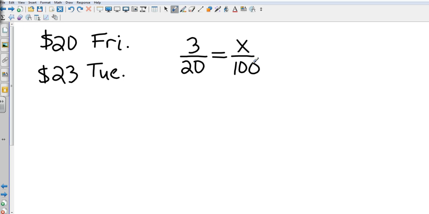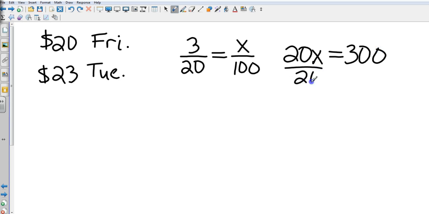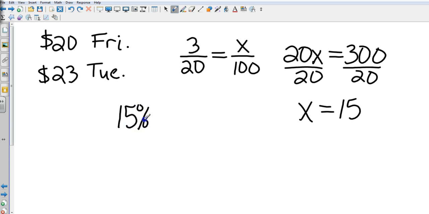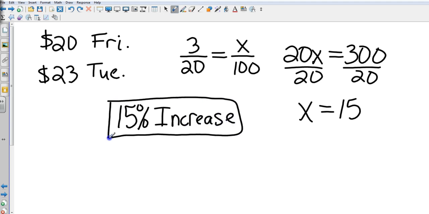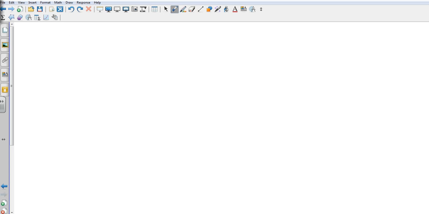So when I cross multiply that, and yes, I did say cross multiply because it's a proportion, that is 20x equals 300. Then I'm going to divide both sides by 20. And that gives me x equals 15. Because that 15 is positive, that is a 15% increase of price. Okay, so there's one, a decrease problem and one increase problem. Let's look at one more.